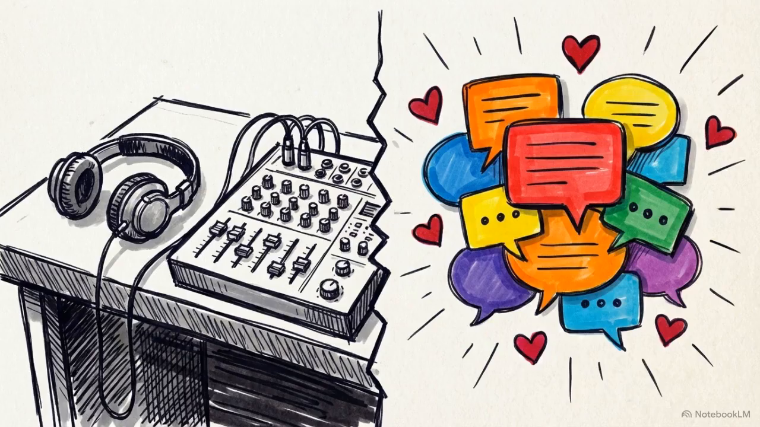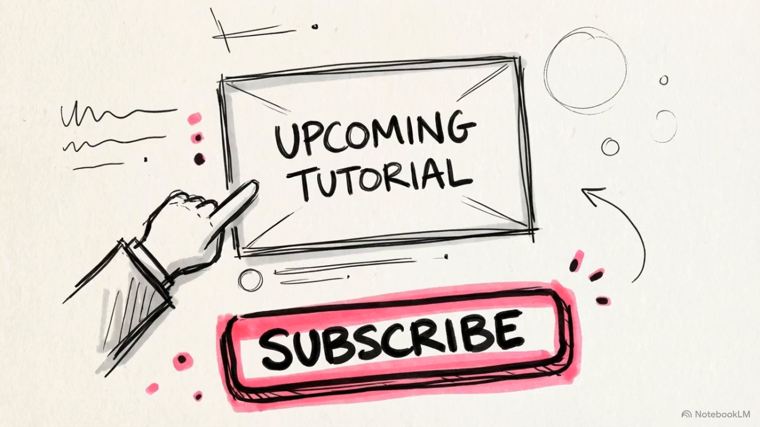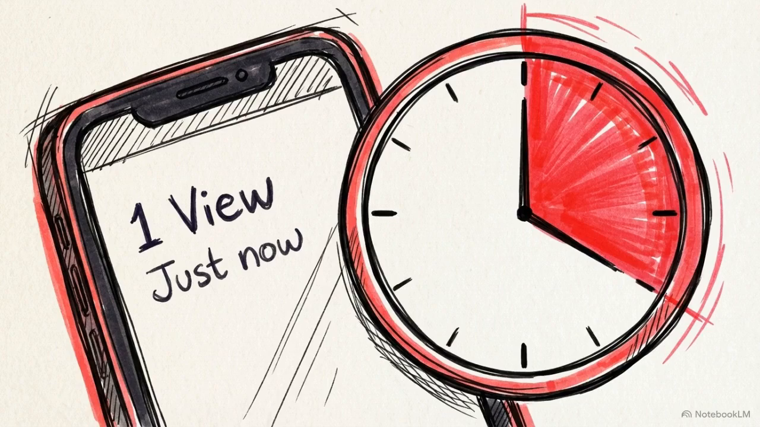Step 5 begins the moment your video goes live. You switch roles from video editor to community manager. Instead of a generic plea for subscriptions, use a smart call to action. Tie your request to a specific future benefit, like subscribe so you don't miss the next set of editing tricks. Once published, you have a 24-hour window. Your task is to reply to every single comment that comes in during that first day.